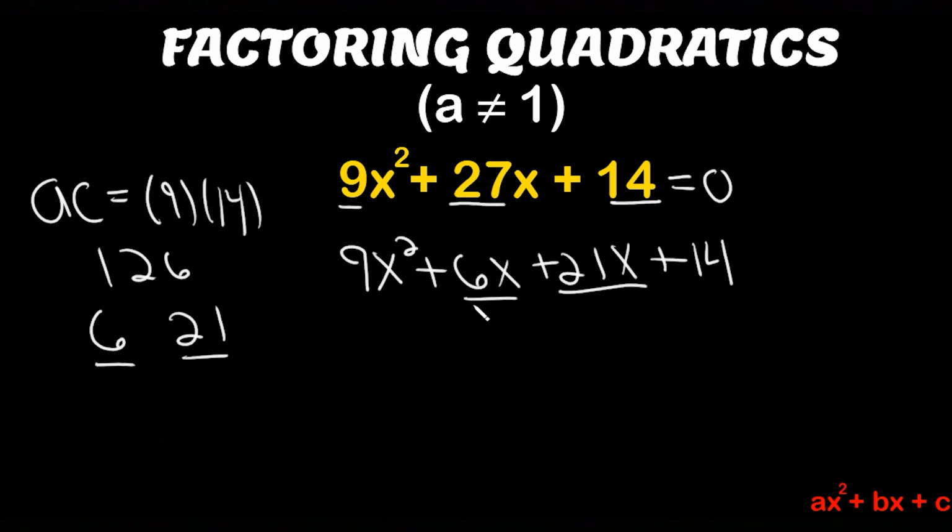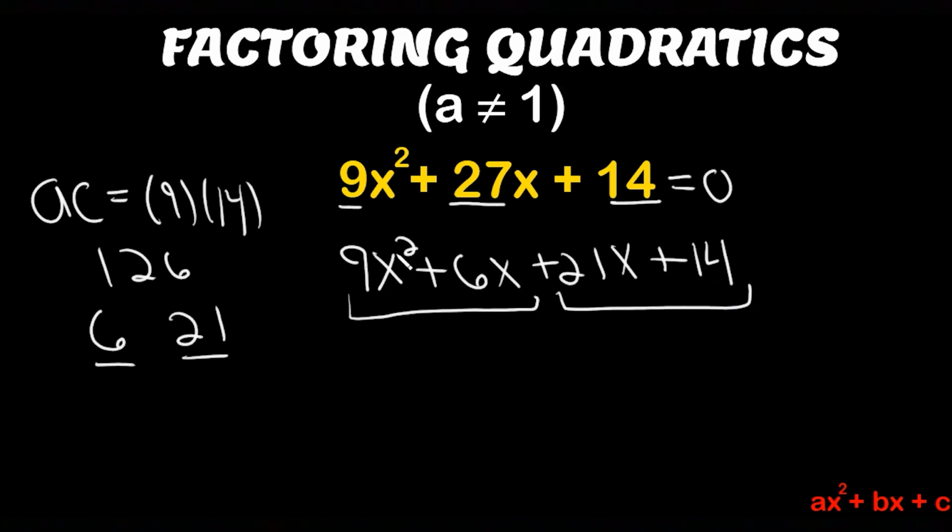So from here, you should have 4 terms, and I do. I have 1, 2, 3, and 4, okay? So when you factor by grouping, you need to have 4 terms. We do. So from here, we group together the first 2 terms, and then we group together the last 2 terms. And then we pull out a greatest common factor.